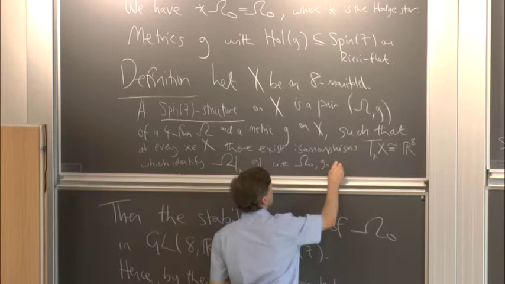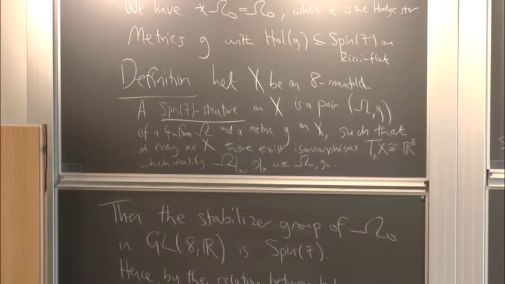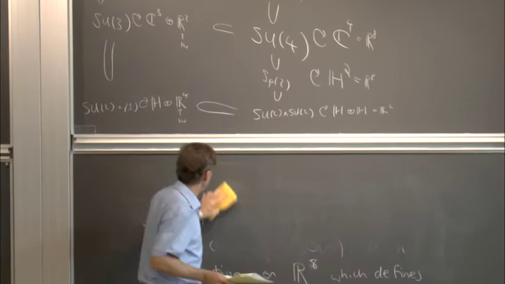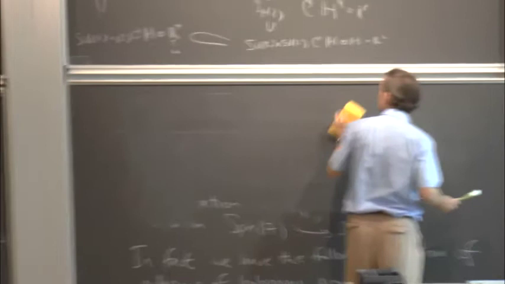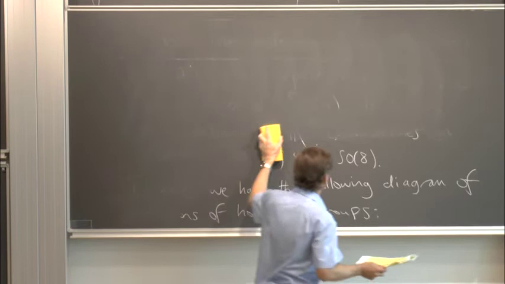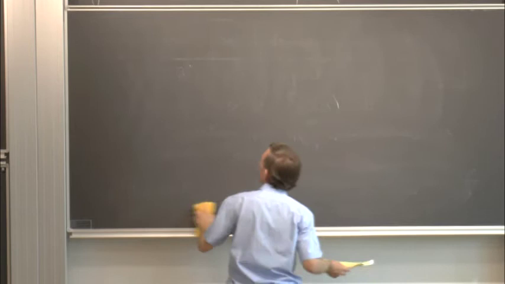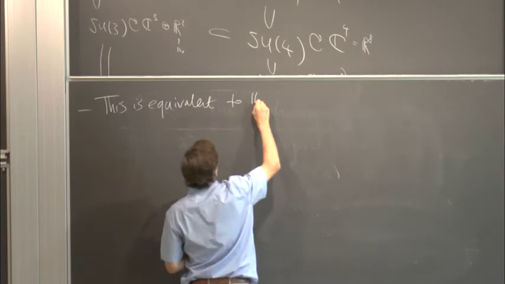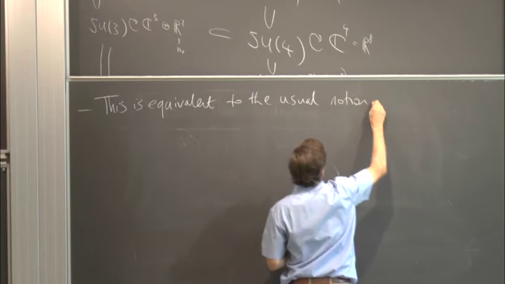Okay, so that's an abusive notation because I've already told you what is usually meant by a spin 7 structure, which is this notion of G structure, a principal subbundle of the frame bundle of your manifold X with structure group spin 7. But in fact, it's equivalent to the usual notion of spin 7 structure.